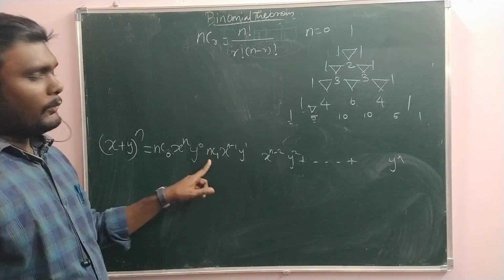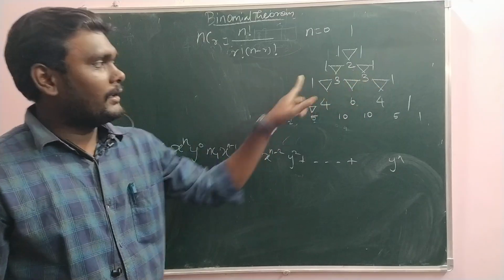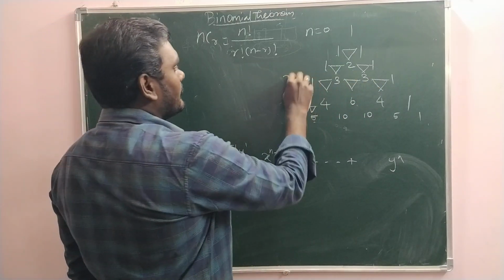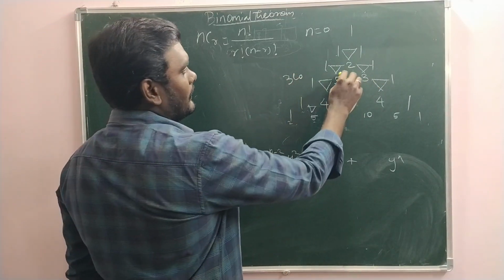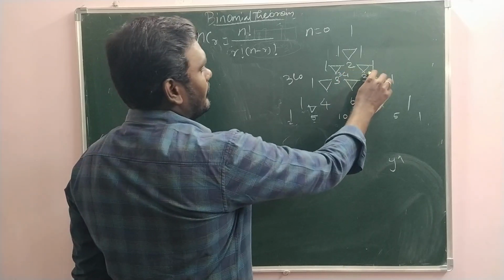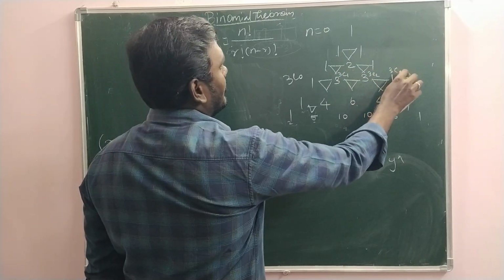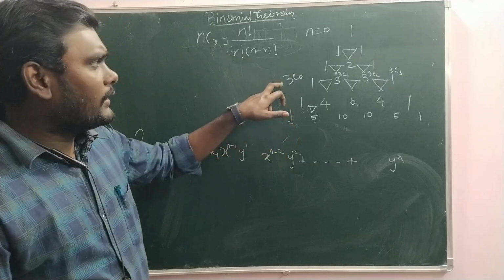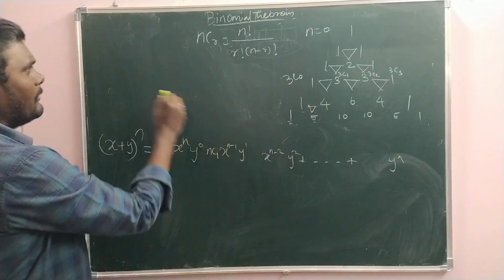nC1. Why am I saying nC1? So this one we will take and compare. This value is 3C0, this value is 3C1, this is 3C2, this is 3C3. Now you got confused, I think. Calculate 3C0. How much is it coming?